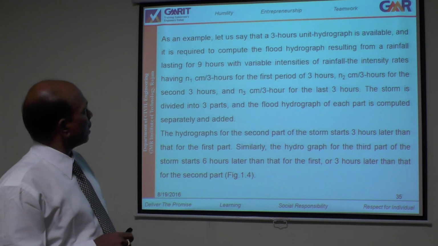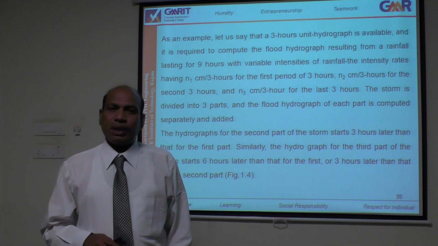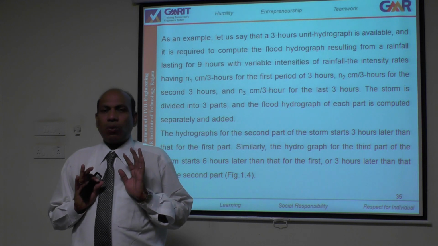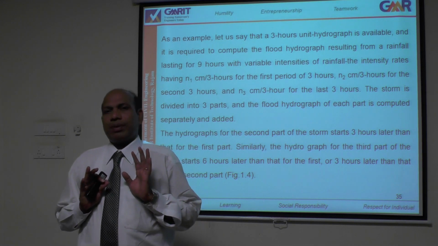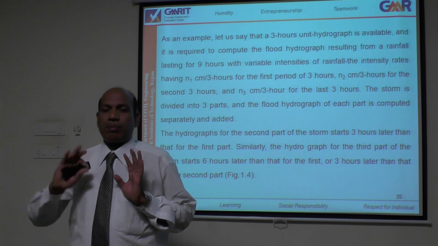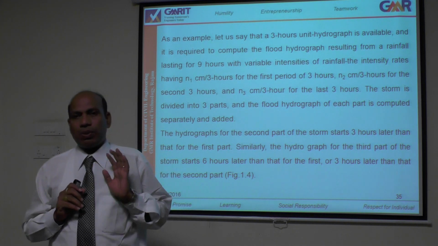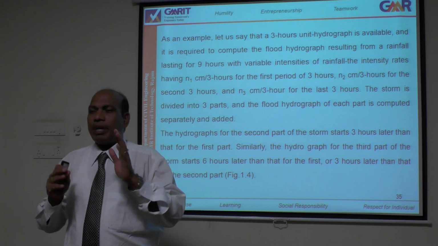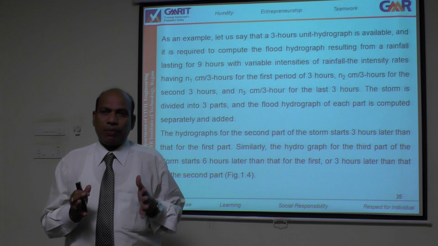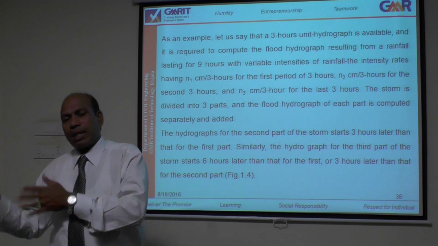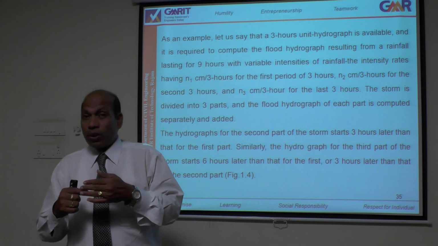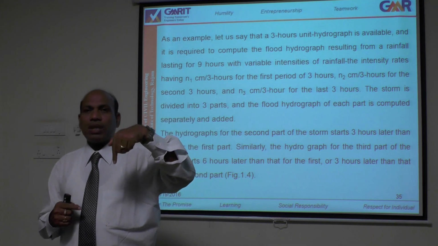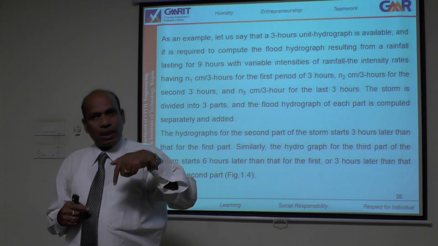Let us say that the 3 hours unit hydrograph is available. We have only the 3 hours unit hydrograph. We are going to construct the storm hydrograph for a 9 hours rainfall pattern. Yes, this is possible. What we do first is divide the 9 hours rainfall pattern into 3 parts: 3 hours of effective rainfall, 3 hours of effective rainfall, and 3 hours of effective rainfall. We construct the storm hydrograph for the 3 hours pattern because we have only the 3 hours unit hydrograph. Is it clear?